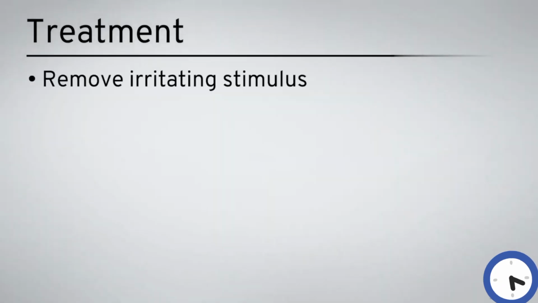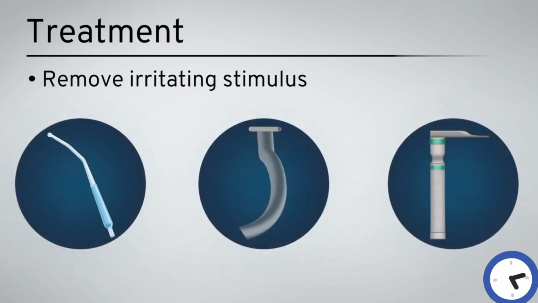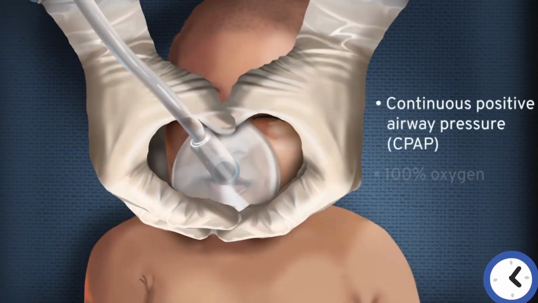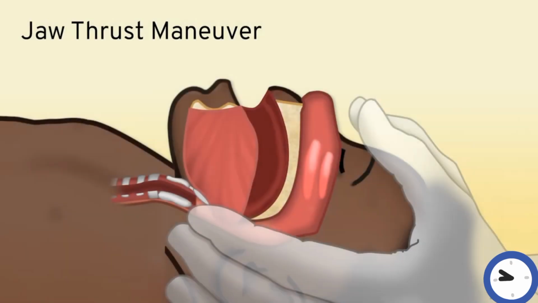Treatment of laryngospasm starts with first removing the irritating stimulus, such as secretions, oral airway, or laryngoscope blade. The next step is to apply continuous positive airway pressure with administration of 100% oxygen. This technique works well during partial laryngospasm, but will not work for complete airway obstruction and can result in insufflating the stomach. If laryngospasm does not resolve with CPAP, the next technique to try is the jaw thrust maneuver.